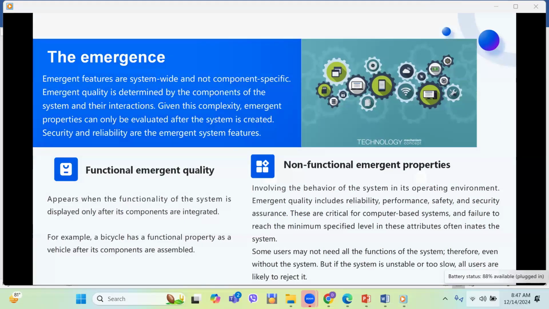Functional emergent quality appears when the functionality of the system is displayed only after its components are integrated. For example, a bicycle has a functional property as a vehicle after its components are assembled. Non-functional emergent properties involve the behavior of the system in its operating environment. Emergent quality includes reliability, performance, safety, and security assurance.